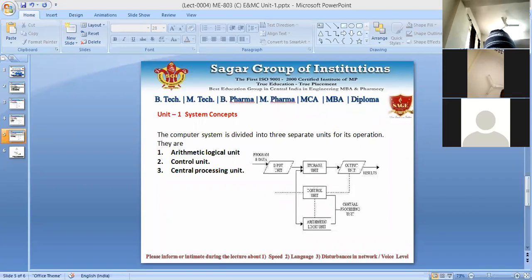Then the major operations performed by the arithmetic logic unit are addition, subtraction, multiplication, division, then logic operations, then comparison. So this many operations are done under this ALU. Now the data is transferred to the ALU from the storage unit.